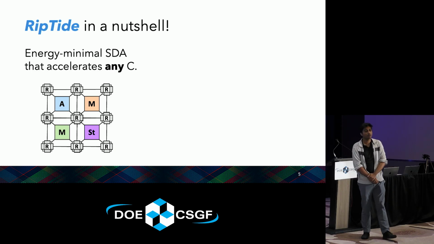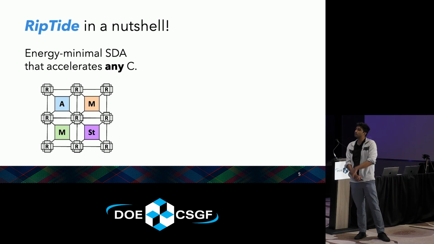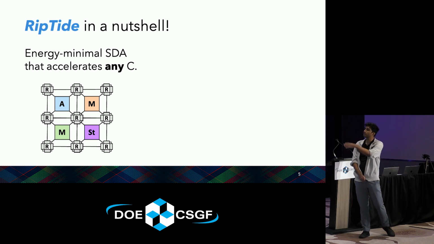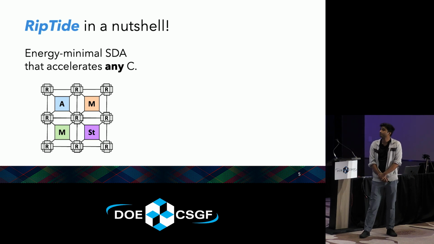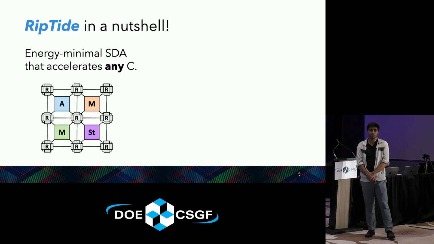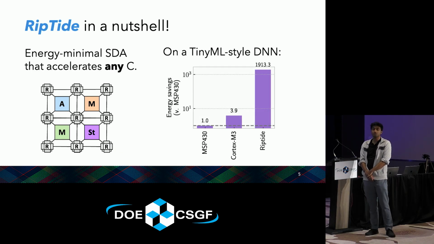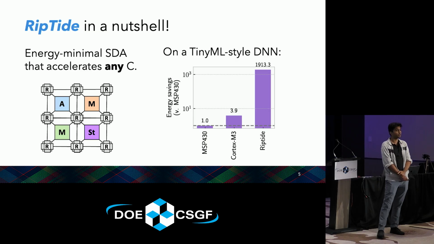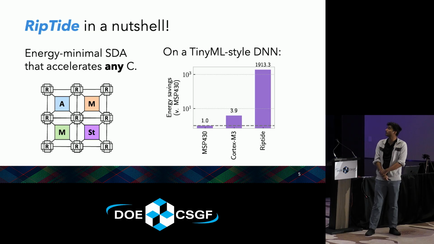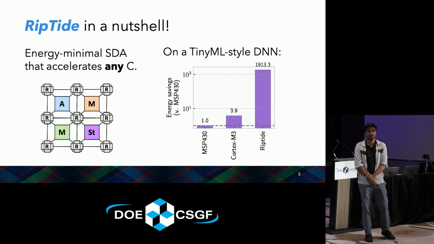This is a slice of that architecture. Each of the colored squares in the middle are processing elements. They run individual instructions, and they're connected through routers in a network. And other students in the lab ended up taping out this chip and fabricating it as well. And so we got some energy numbers, and on a tiny ML-style DNN, or deep neural network, compared to something that's off the shelf, we got something like 1,900 times energy savings compared to those commodity devices.